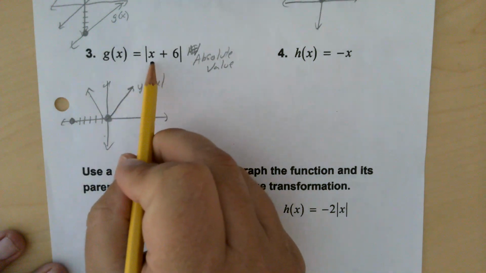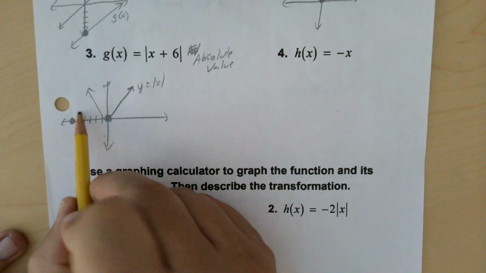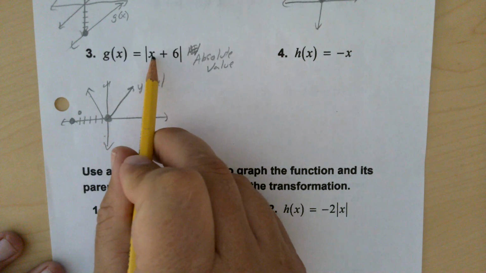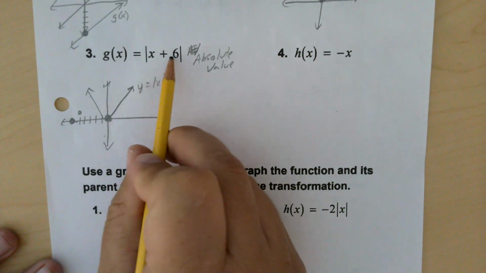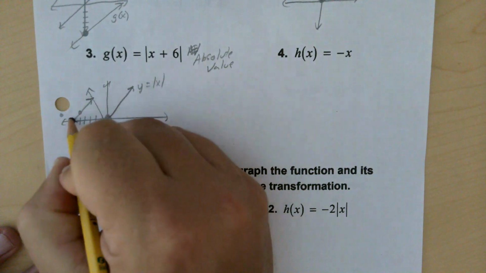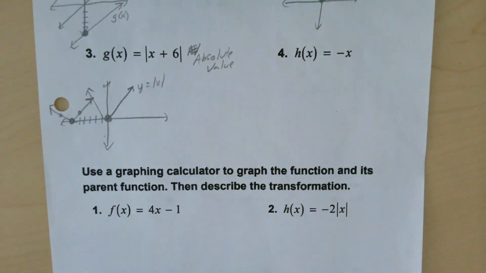So if I plugged in, say, a negative 5, I'm going to have a 1. Okay. If I plugged in, say, a negative 7, I'm going to end up with a negative 1 inside, but then the absolute value becomes 1. So it's going to be the same size v going up. Okay, it's just a shift 6 units to the left.